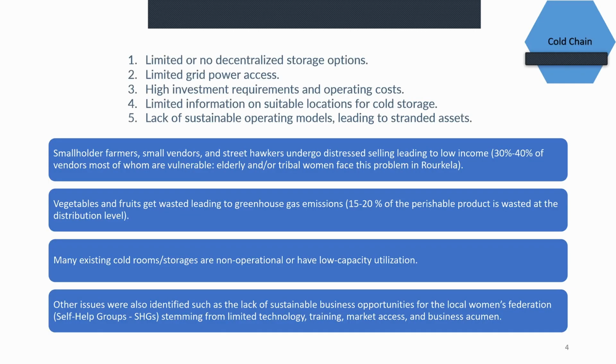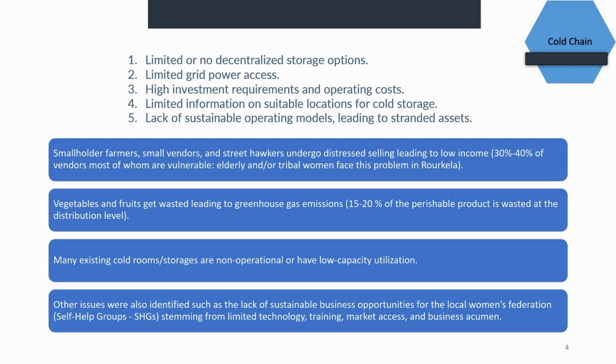So if you see this slide, I guess most of the people here can relate. Most of them may be having the same problems that we are addressing. What we saw in Rourkela is that out of the many cold storages that are available, many are not functional. They have limited grid power access, limited storage options, and require high investment. They don't have any proper sustainable model. Also, the locations in which the cold storages are present are not suitable for access.